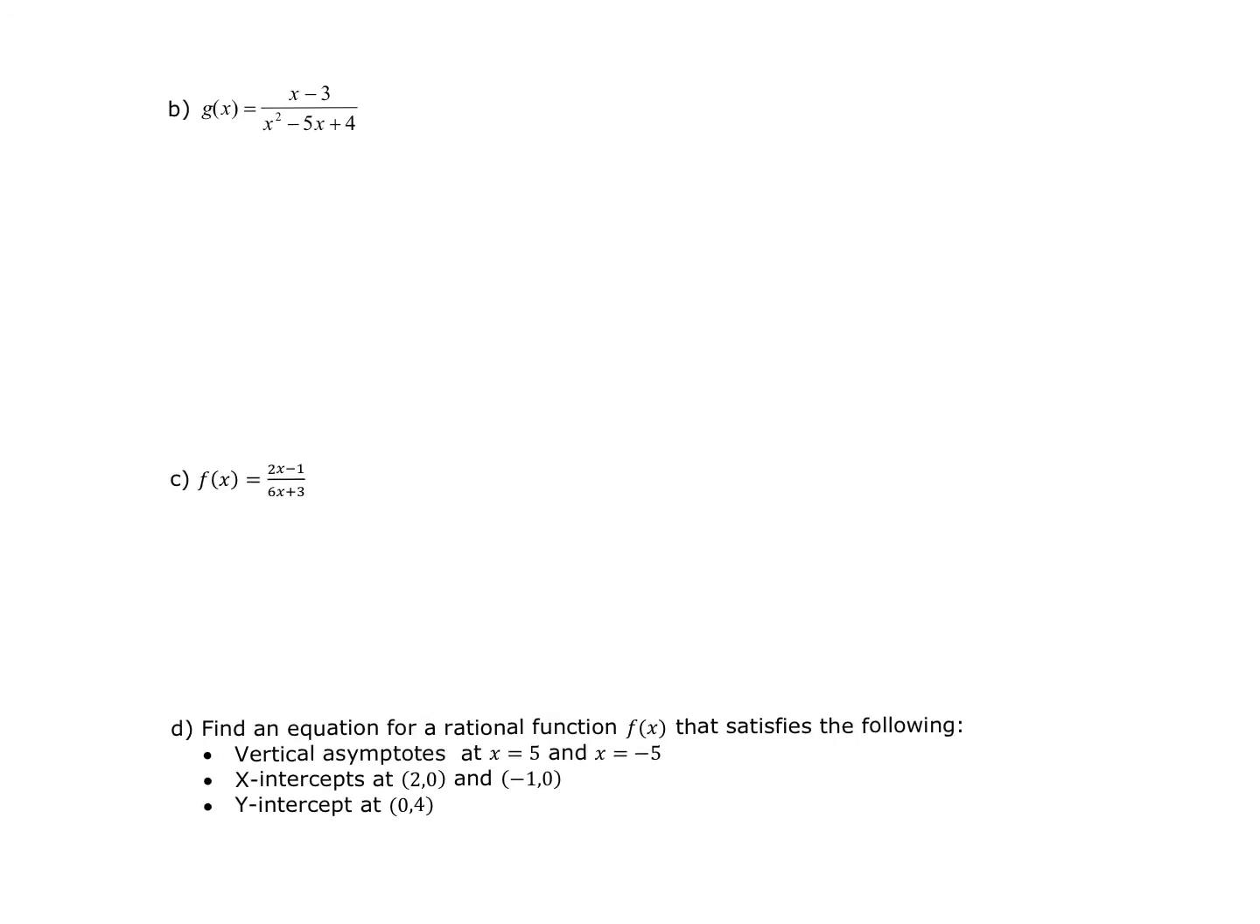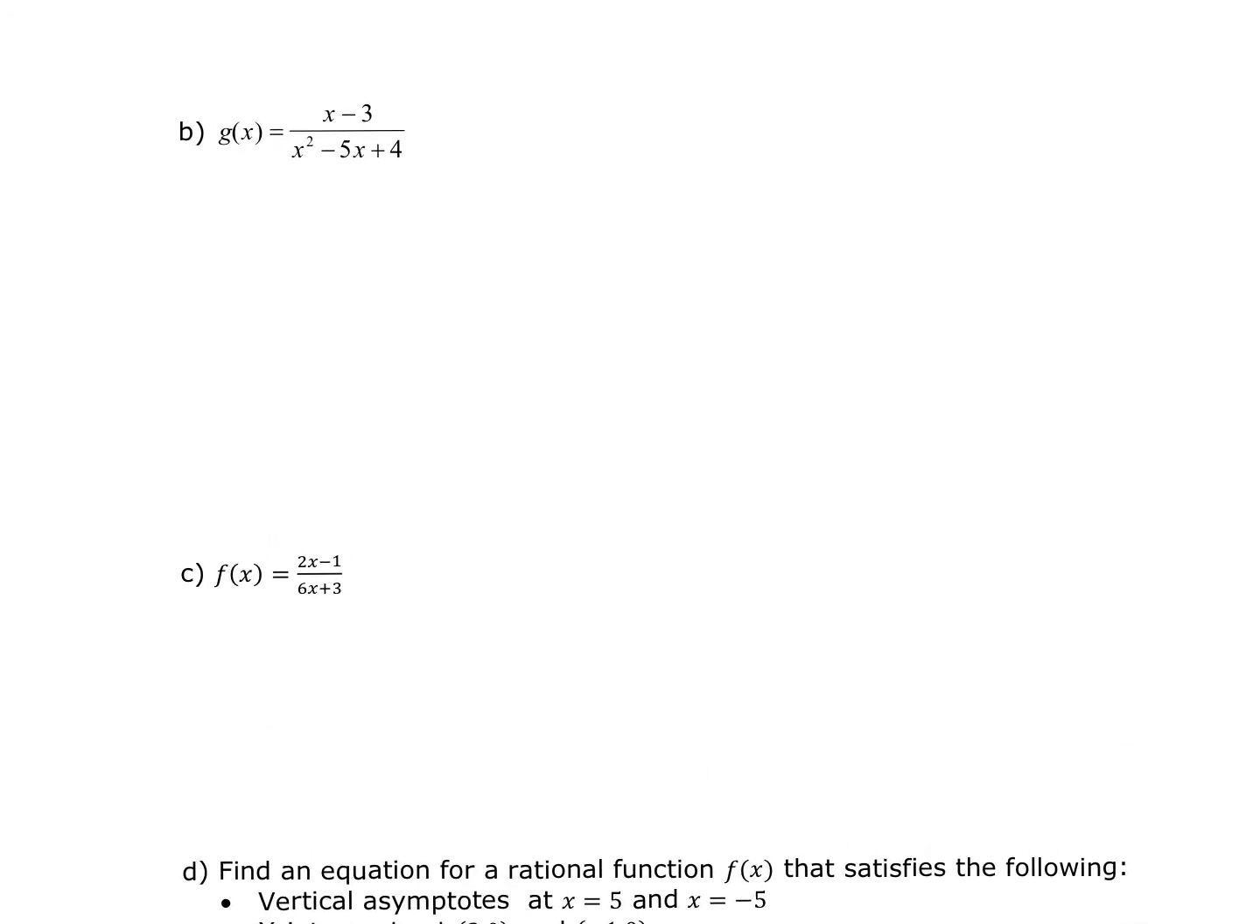So let's take a look at a couple more examples. We have g of x equals x minus 3 divided by x squared minus 5x plus 4. And just to make sure that this is in reduced form, I'm going to factor my denominator, which is x minus 4 and x minus 1. So I notice that I cannot reduce that.